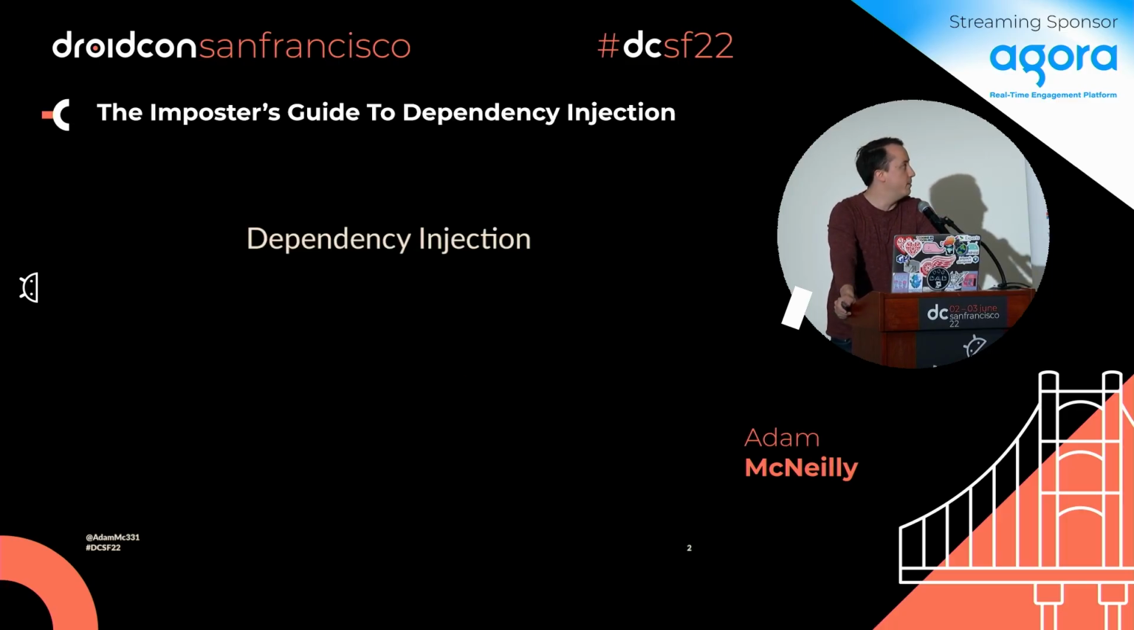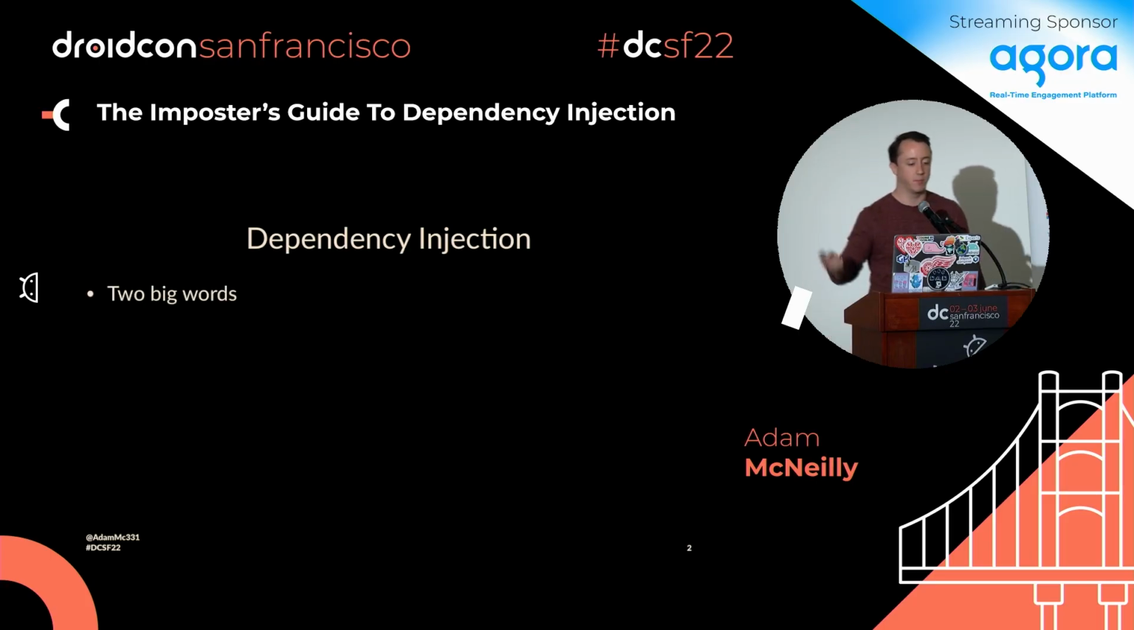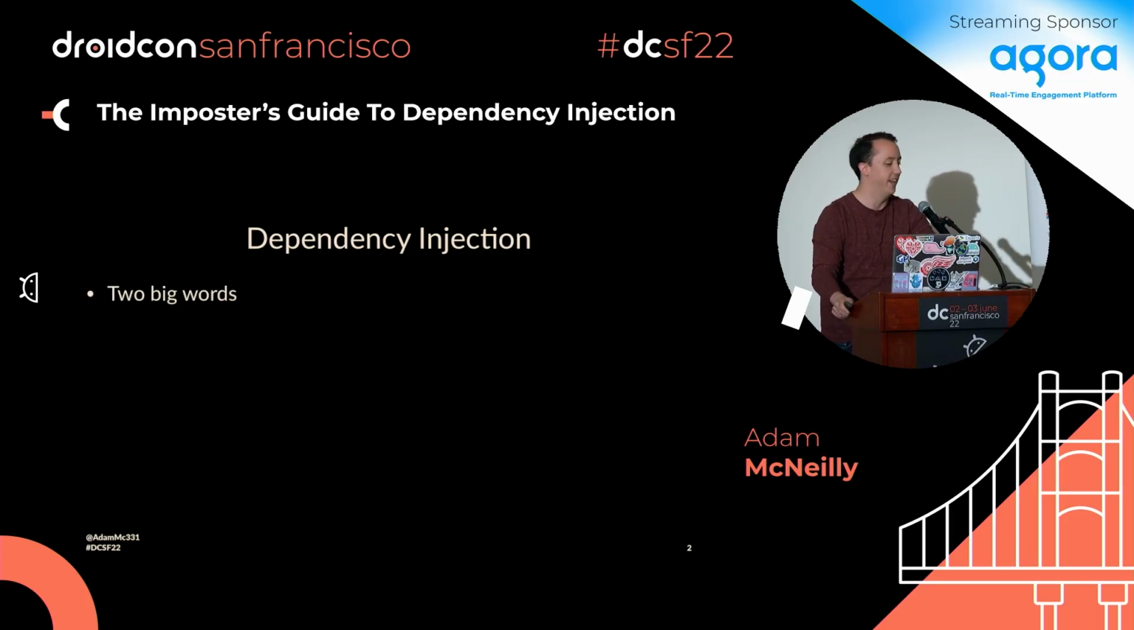So what makes dependency injection such a hot topic for years in the Android community, and why is it so scary? I mean, it's scary because we start off with two big words right off the bat. Even these words by themselves sound scary.